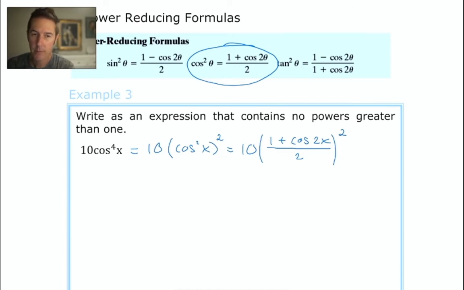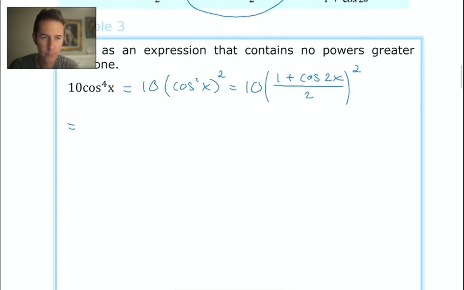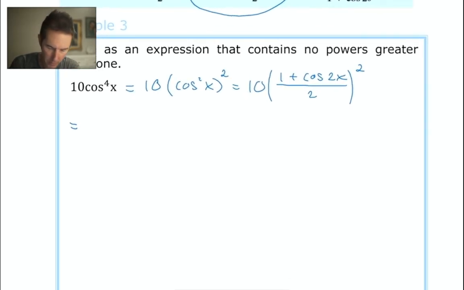Now, unfortunately, we have to start doing some arithmetic. I need to square what's in my parentheses. And remember that when you square a fraction, you get to square the numerator and square the denominator. So that's what we're going to do. I'm keeping the multiple of 10.